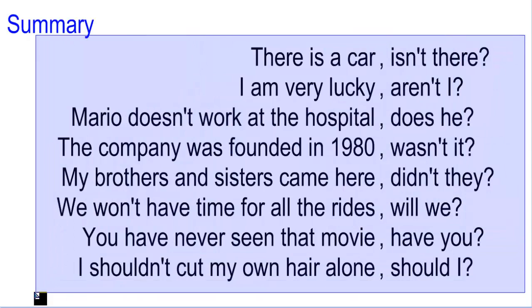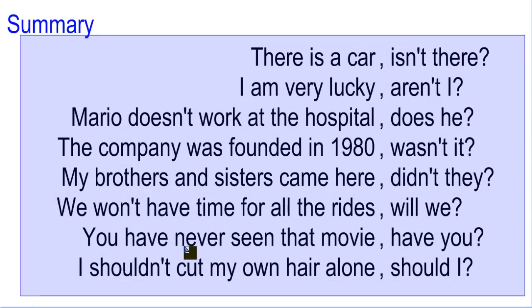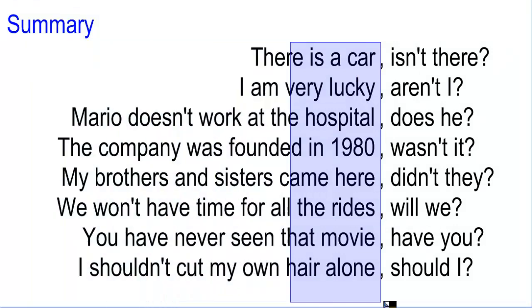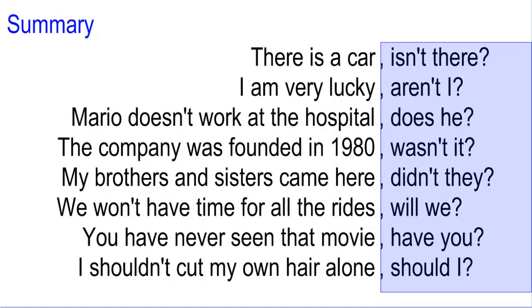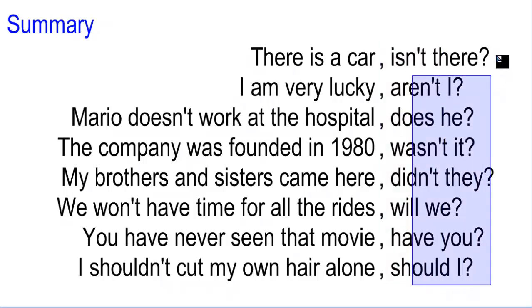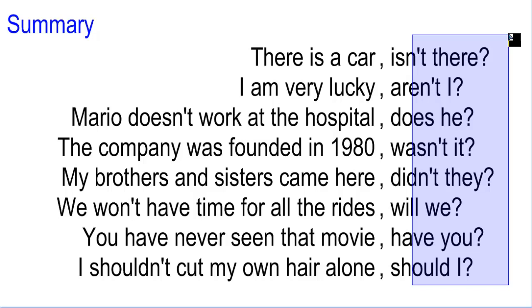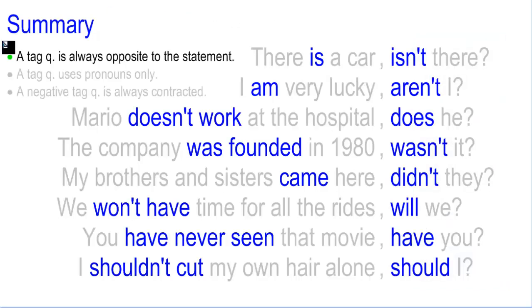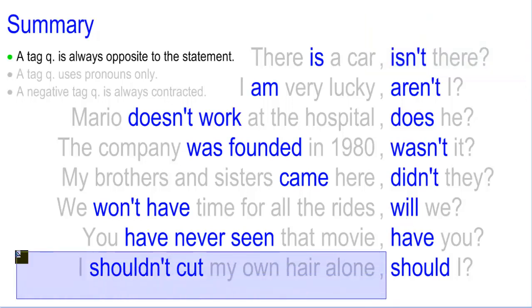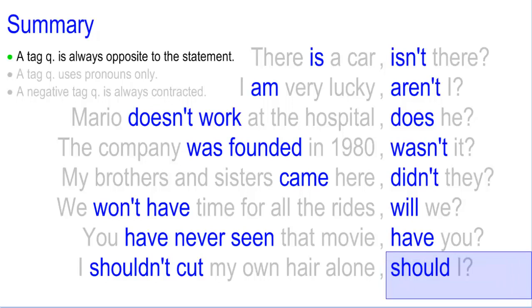Tag questions. The purpose of a tag question is to transform a normal sentence, a normal statement, into a question. There are 2 parts of tag questions. You have to use the auxiliary verb or the modal verb and the pronoun. A tag question is always opposite to the statement. So if your statement is affirmative, your tag question is negative. And if your statement is negative, your tag question is going to be affirmative.